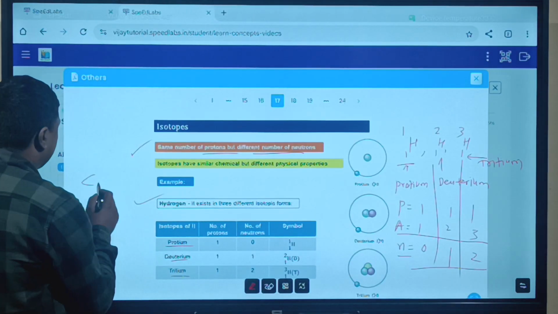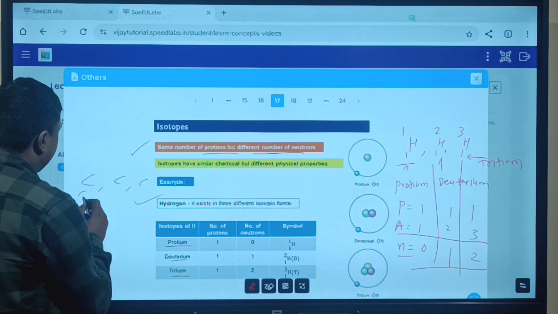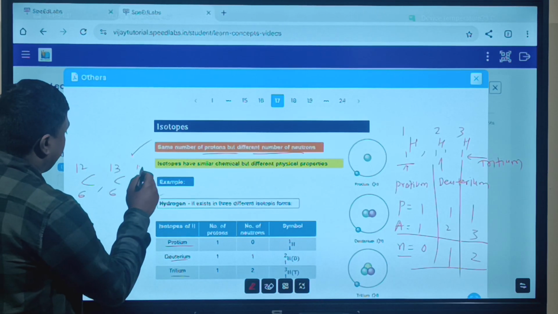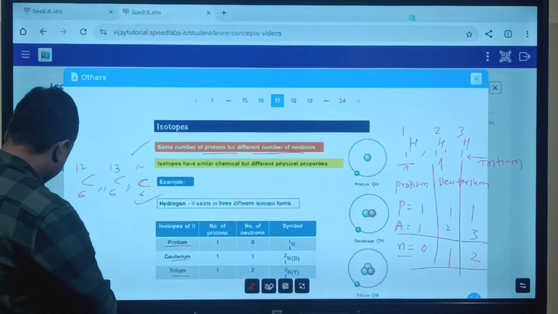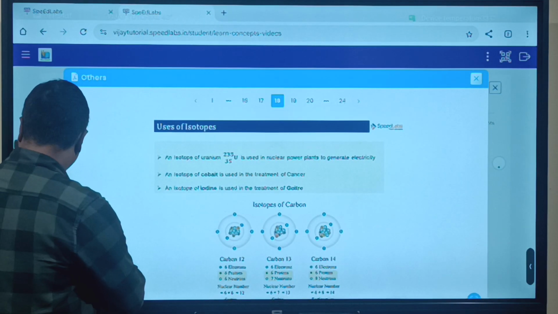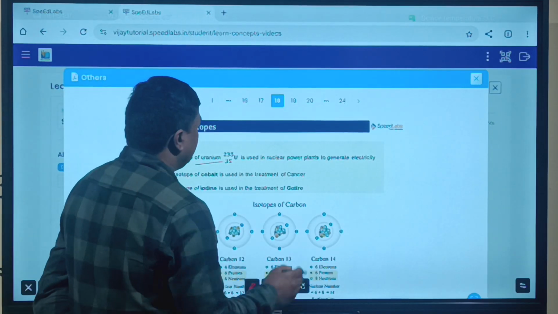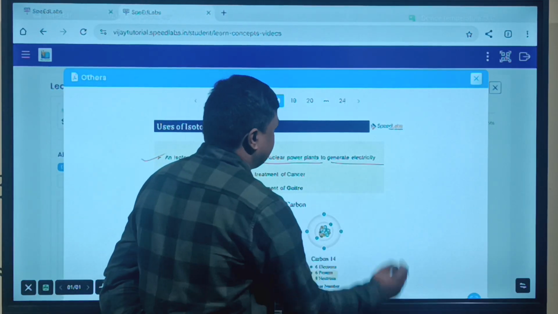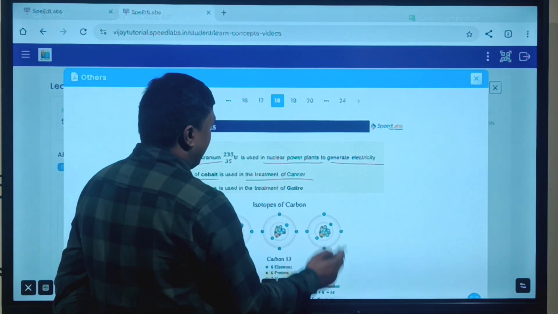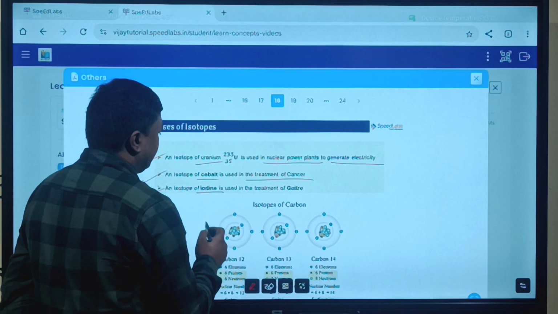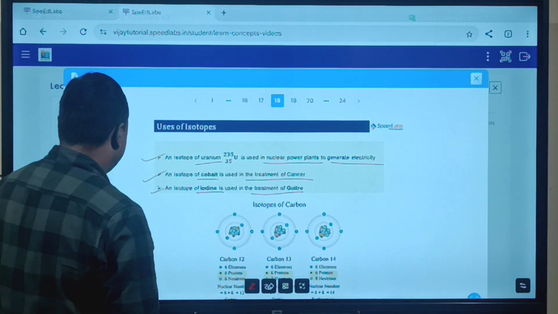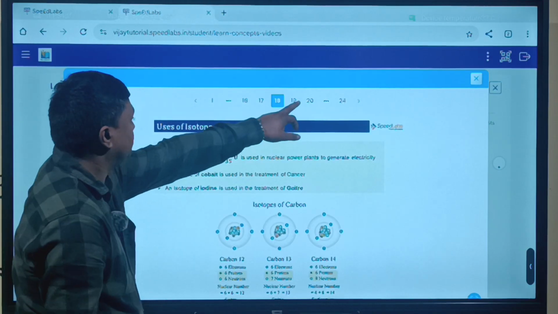Similarly, carbon has isotopes. Carbon atomic number 6, 6, 6, mass number 12, 13 and 14. Next, we talk about uses of isotopes. An isotope of uranium is used in nuclear power plants to generate electricity. Very important. Similarly, an isotope of cobalt is used in the treatment of cancer, whereas an isotope of iodine is used in the treatment of goiter. These are the important applications of isotopes.